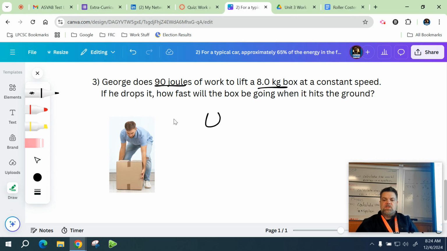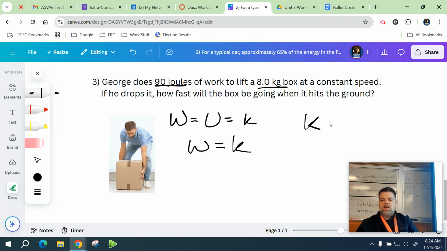So we have the potential, and well, first of all, remember that the work is equal to the potential energy, which is equal to the kinetic energy, because energy can't be created nor destroyed. We lose a little to friction, but we're going to ignore that for now. So the work that he did is equal to the potential energy, which is equal to the kinetic energy. In other words, his work is equal to the kinetic energy.